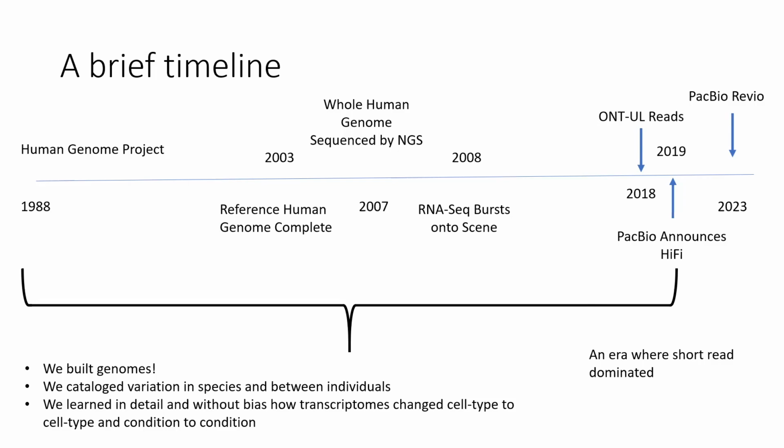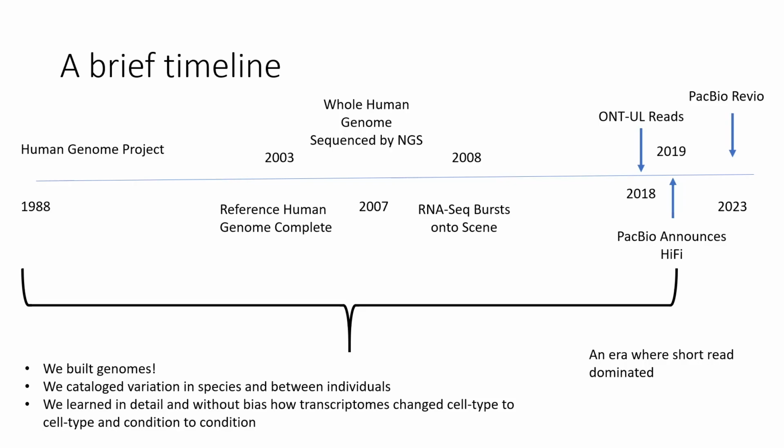2008, RNA-seq burst onto the scene, and this was an era that was largely dominated by short-read sequencing. Everybody was doing short reads to find polymorphisms, to do RNA-seq and expression analysis, and it was a great time. A lot of really great science got done in here. 2018, Oxford Nanopore introduced ultra-long reads. So again, our big problem was contiguity. This looked like it could be a viable solution, although it was young and it was expensive.